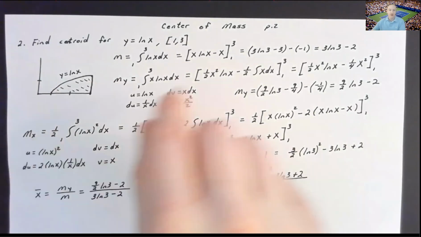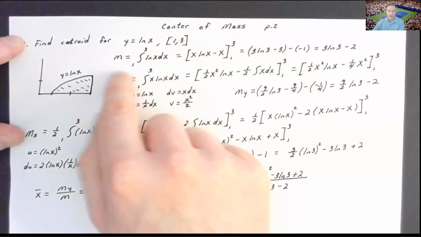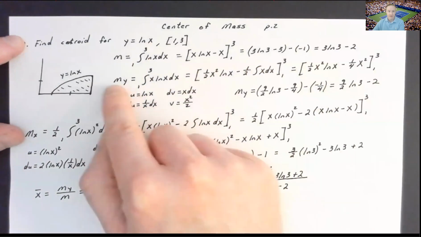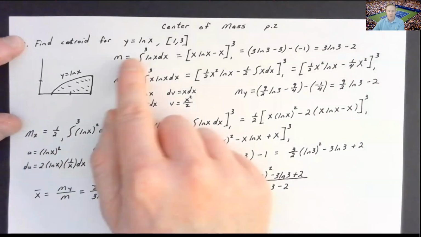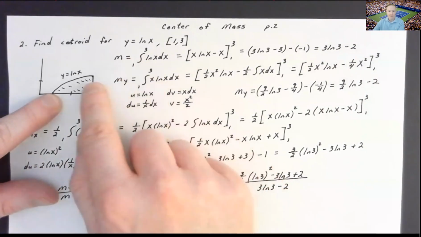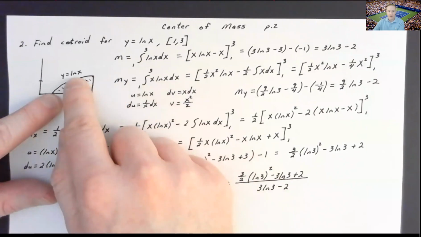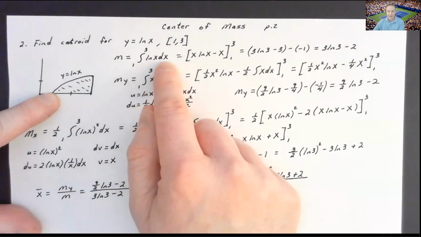Now, let's get to the problem here. In order to determine center of mass, you only need 3 things. You need the sum of the masses, the moment about the y-axis, and the moment about the x-axis. The sum of the masses is just the integral from where the region begins to where it ends of your f of x dx. So the integral from 1 to 3 of the natural log of x dx.